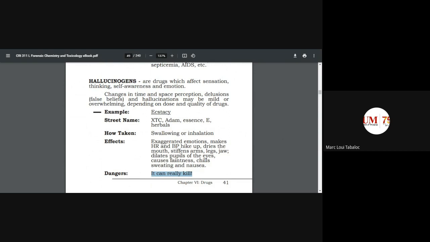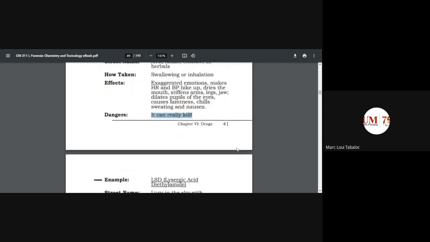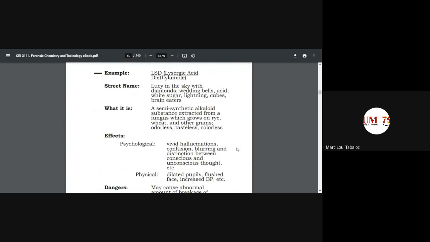At depende rin sa dose, pwede mild, pwede regular, or pwede yung tinatawag nilang parang overwhelming na talaga or shall I say parang flaka. Okay? Yung mga mild hallucinogens, of course, meron daw silang nakikita na hindi naman talaga nandyan. Yan. So, examples of this hallucinogen, aside from ecstasy, we also have LSD.